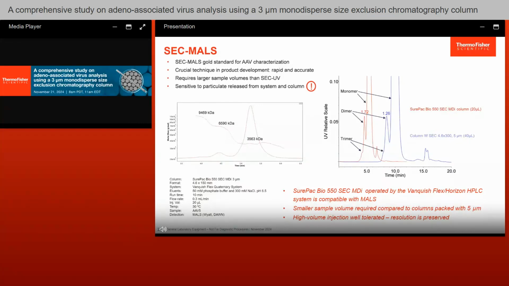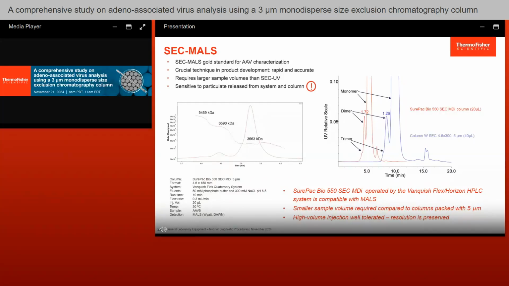Even though our method is faster and we're injecting less sample, the resolution between the monomer and the dimer is 1.72 versus 1.26 for the long column. All of the experiment data here were acquired on the Vanquish Flex Horizon LC system, coupled with the MALS detector. The SurePack column enables smaller sample volume and also gives us higher throughput.